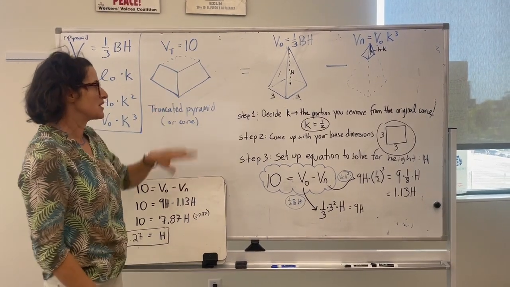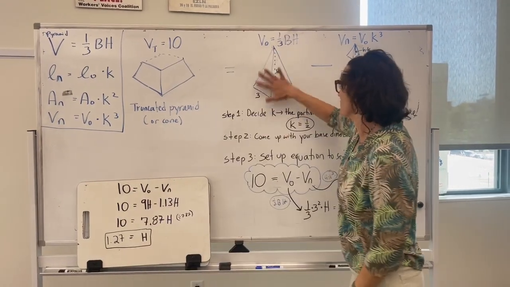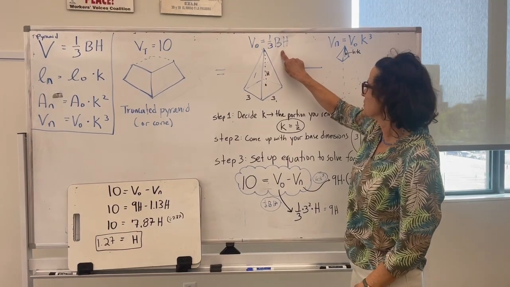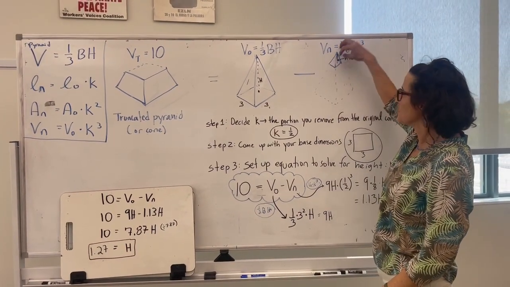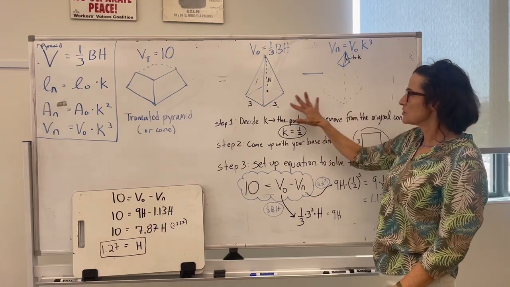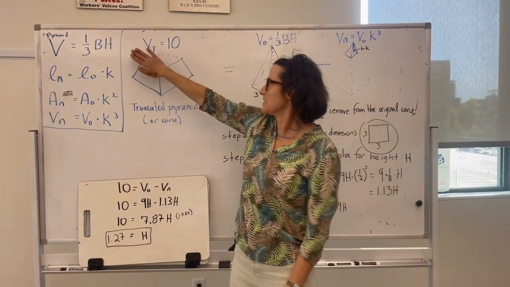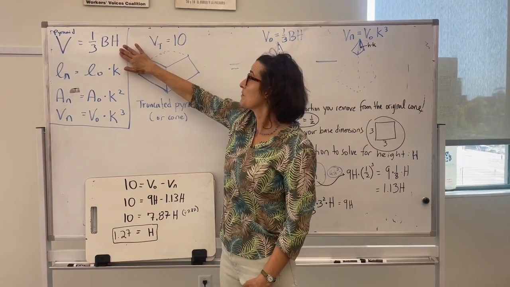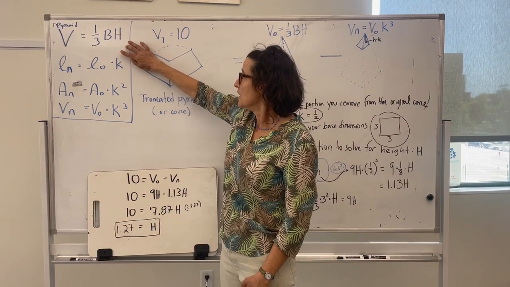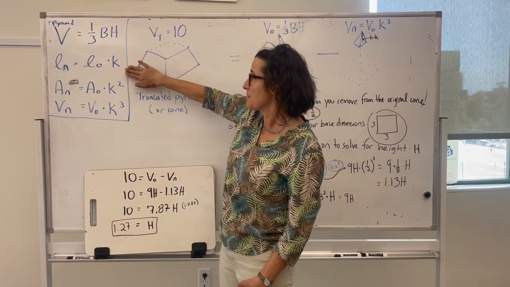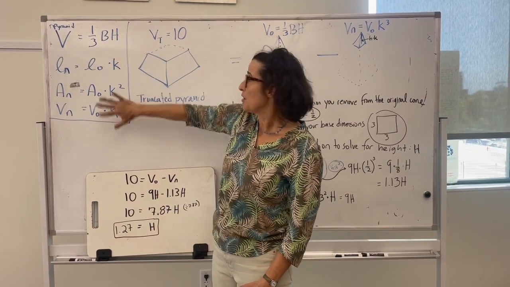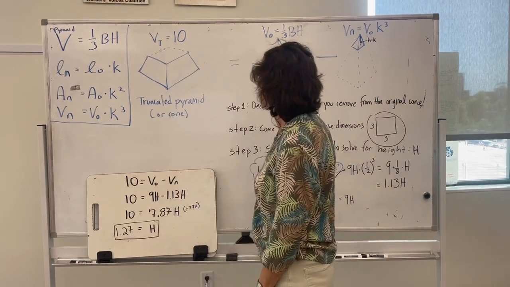And that volume is going to come from the original pyramid that you had with this equation minus the piece that you take off, okay? So to do this, there's some equations that we need to have. We need to know how to find the volume of a pyramid or cone. It's the same equation for both. You need to remember these things about scale factor. So these are all going to help us to do this problem.